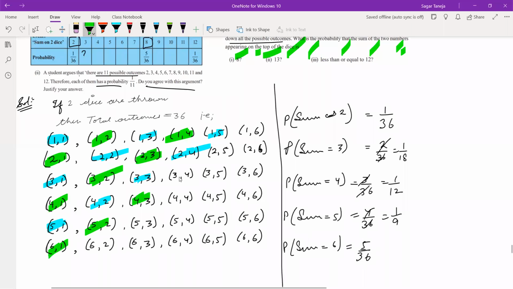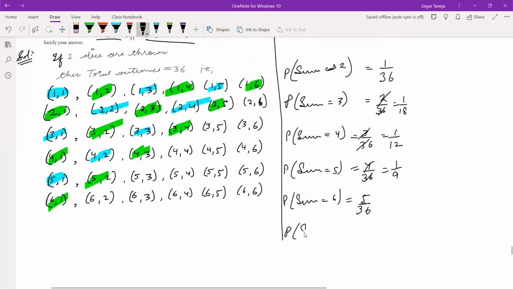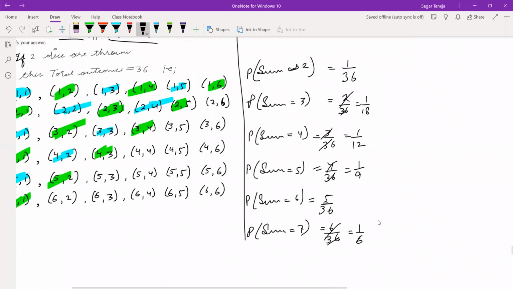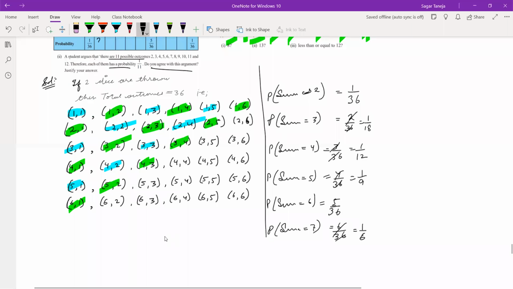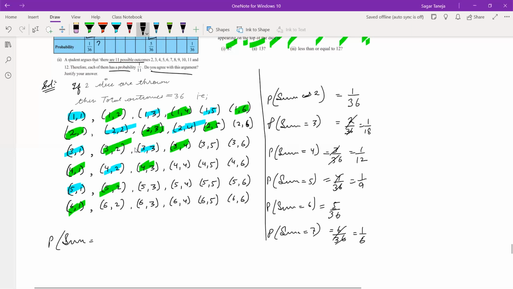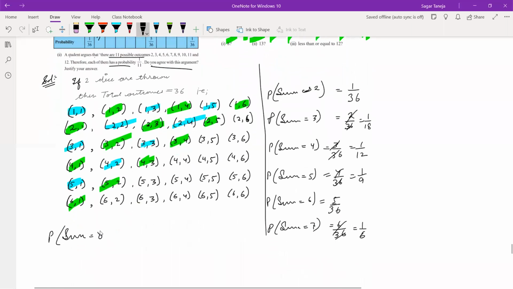1, 2, 3, 4, 5, 6. So with sum 7, we have 6 outcomes. Okay, so 1 by 36. Then after this, probability that the sum is 8. That is already given there. Still, I'm writing here. That is 5 by 36. In the same way, you can check it. See this, these are 5 outcomes with sum as 8.